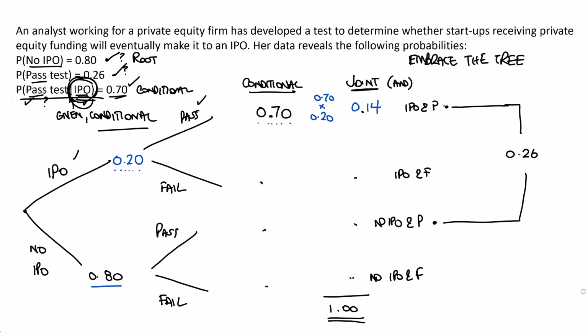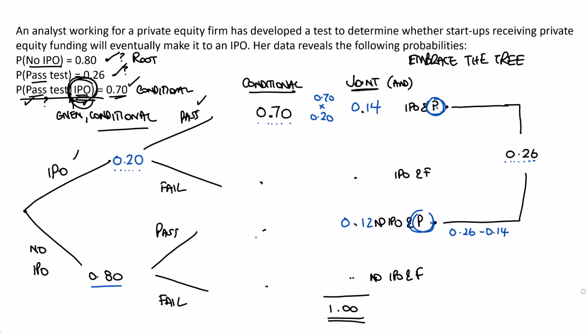Where to now? Well, this is 0.14. This is one of the passes. We know the two outcomes that involve passing add up to 0.26. So if this is 0.14, what's this? It's going to have to be 0.26 minus 0.14. These are the only two passes. One of them is 0.14. This has to be 0.26 minus 0.14.